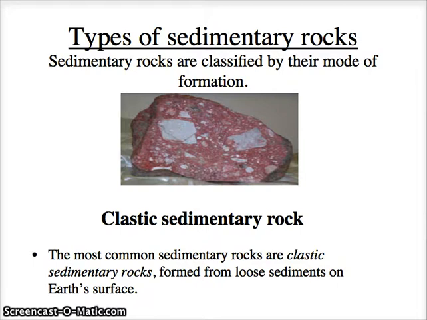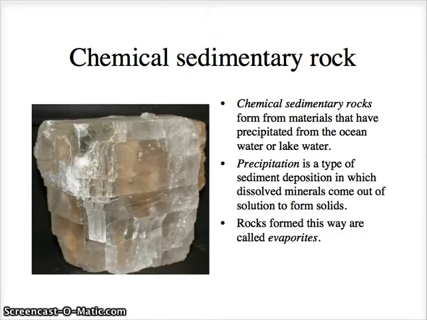The next type of sedimentary rock are chemical sedimentary rocks. They form from materials that have precipitated from the ocean water or lake water. So precipitation is the type of sediment deposition in which dissolved minerals come out of solution to form rocks. And rocks that are formed in this way are called evaporites. The picture shows you a chunk of halite, which is rock salt, and it formed from the process of precipitation and evaporation.